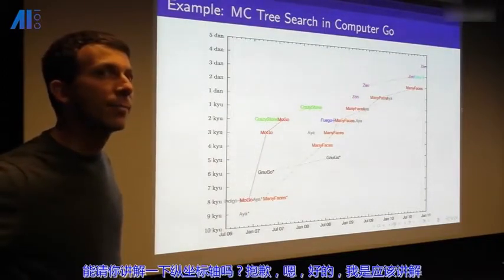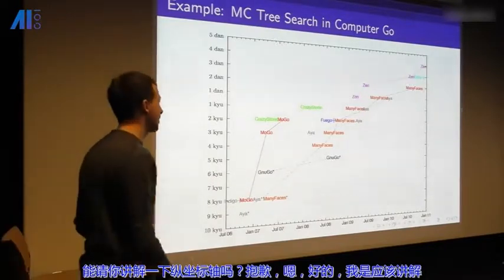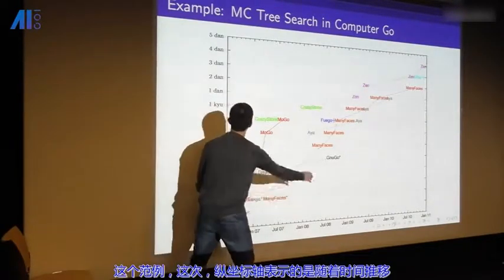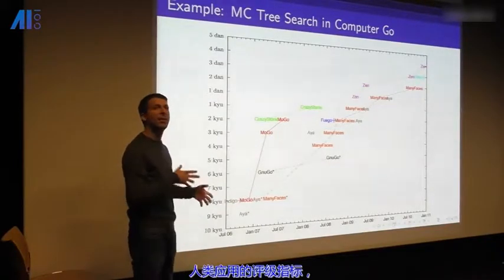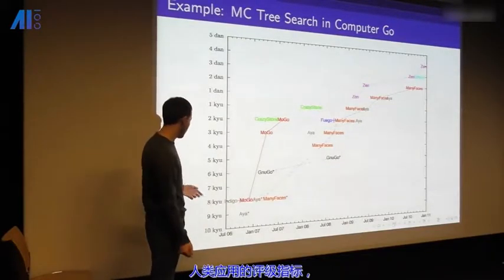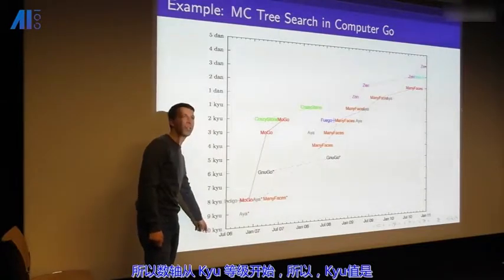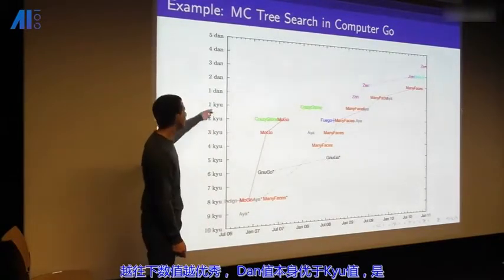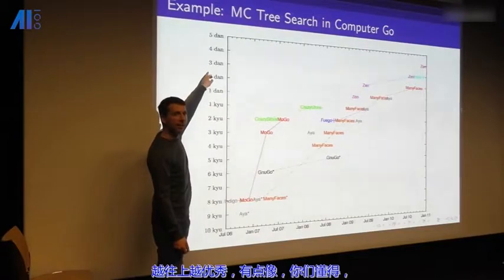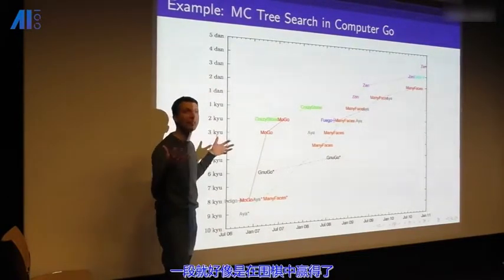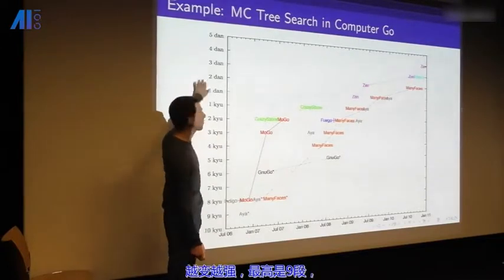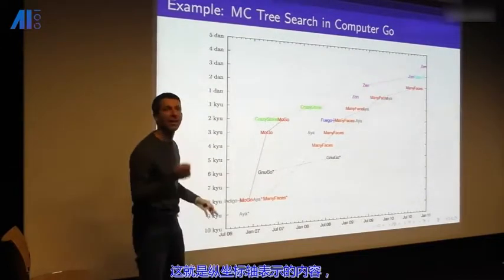Can you explain the y-axis? Ah, sorry, yes, I should explain this diagram. So this is time. The y-axis is the strength of the Go program over time. This is the rankings that humans use, starting from Kyu levels, where lower Kyu is better, and then higher Dan is better. It's kind of like getting to black belt at one Dan, and then it just gets stronger and stronger up to about 9 Dan.